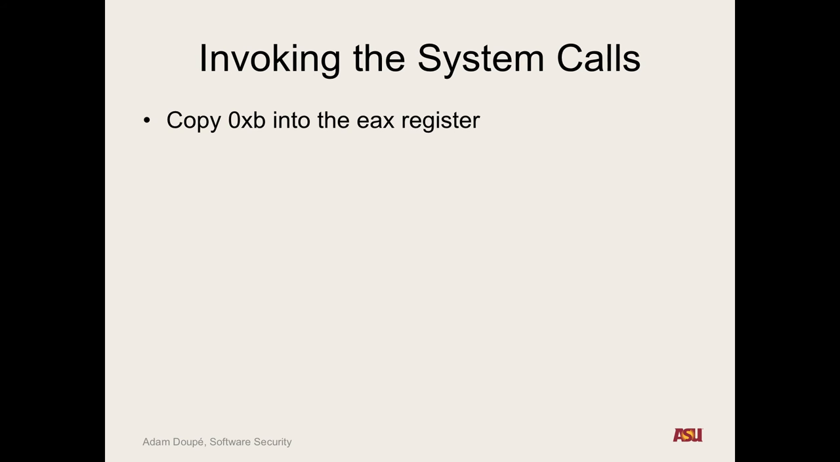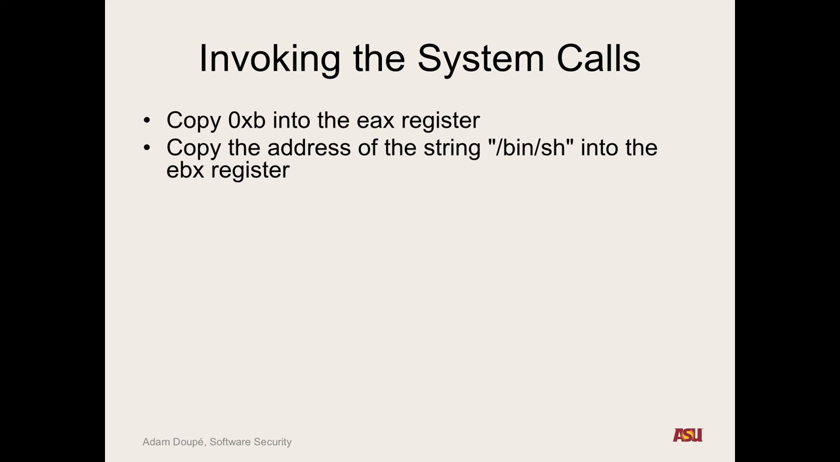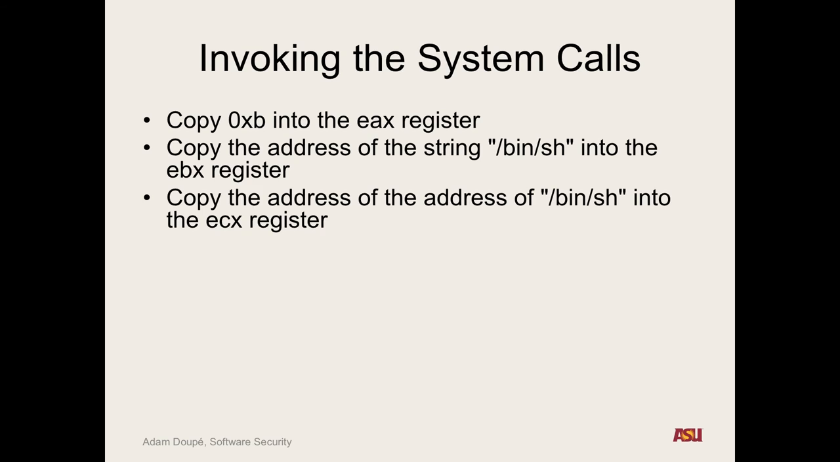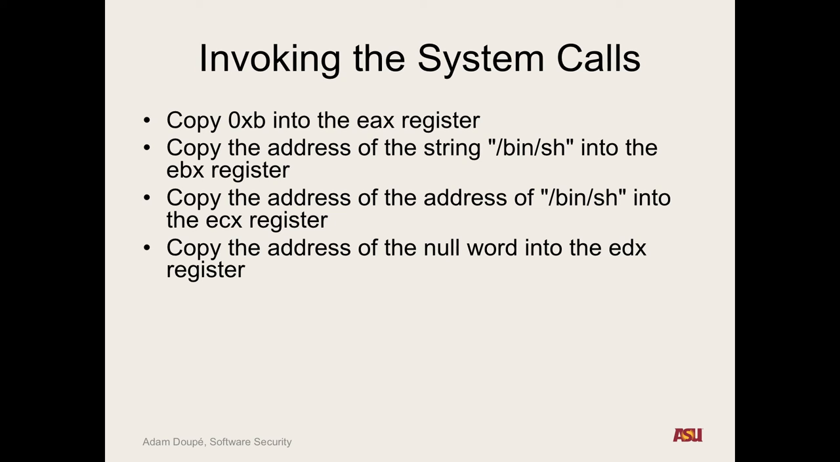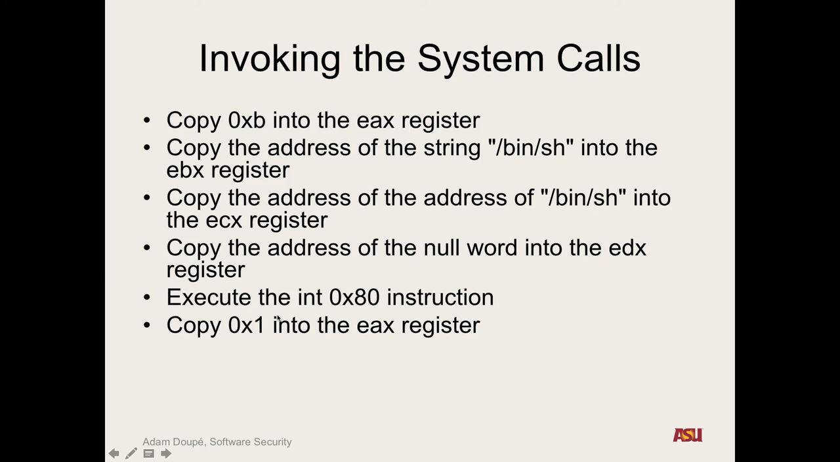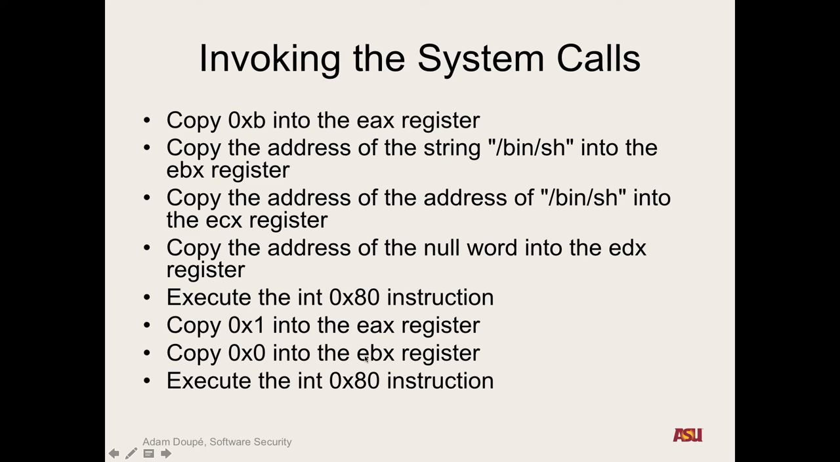We're going to first copy B, which is 11, into the EAX register. We're going to copy the address of the string /bin/sh into the EBX register. Right, so this is just putting what we want to do with those definitions of the syscalls. Then we're going to copy the address of /bin/sh, wherever it is, into ECX. And finally, we're going to copy the address of a null word into EDX. And then execute int 80. And then we'll do our cleanup. We're going to move 1 into EAX, 0 into EBX, and finally execute int 80 again.